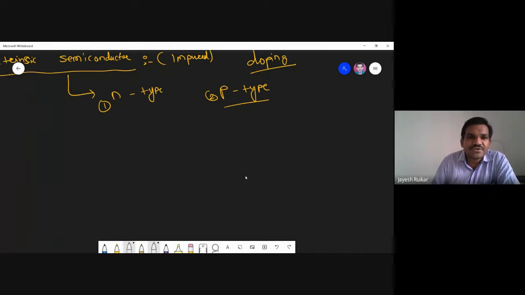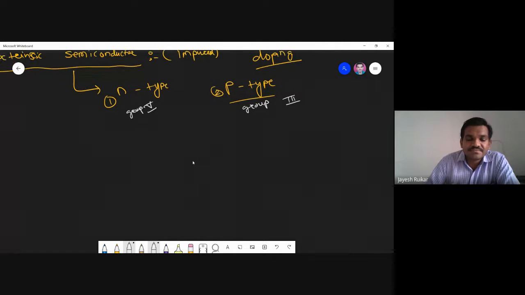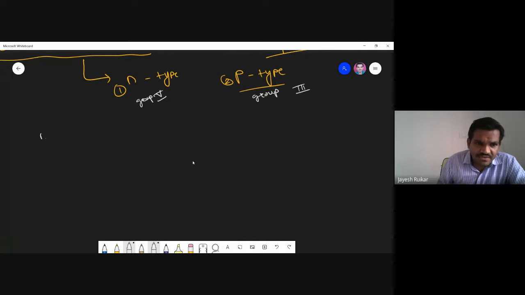Now you understood that for n type materials we need to add pentavalent, group 5 elements. Here I will write group 5. Here we need group 3 elements to be added. Let us talk about n type now.